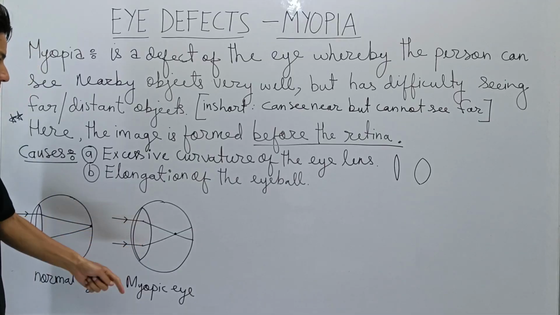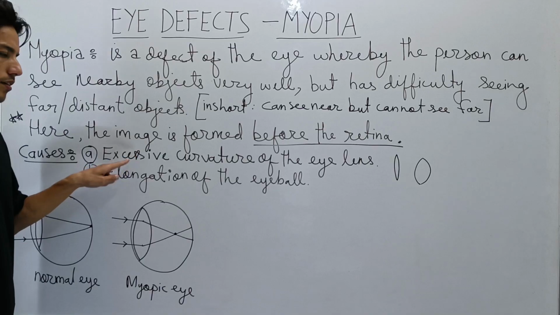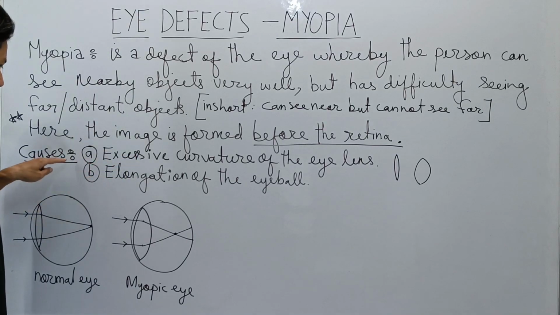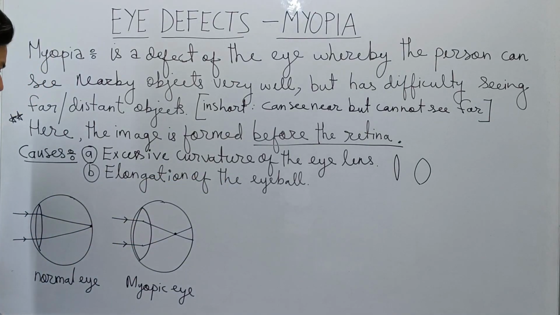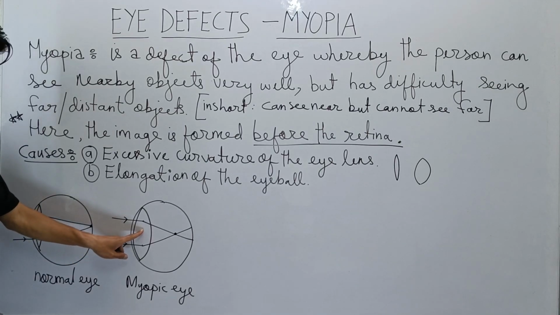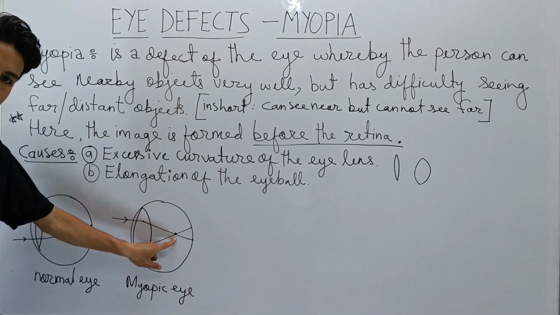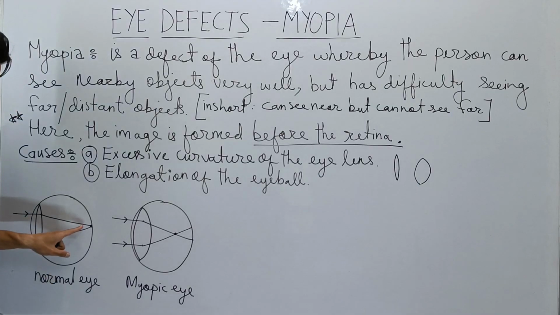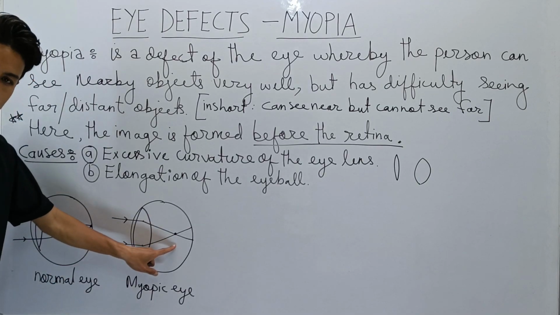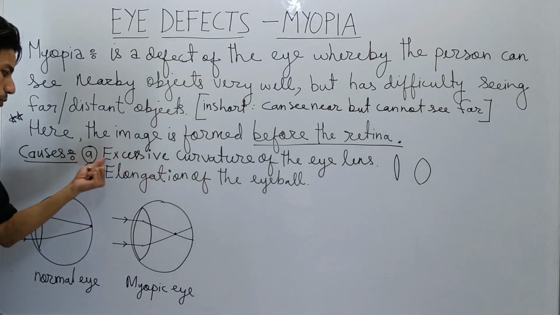I hope it is clear. I am explaining the first point, excessive curvature of the eye lens. Having excessive curvature, the eye lens does quick convergence, and the rays are meeting here when they are supposed to meet at the retina, as in normal people. In the myopic eye, the rays will meet before the retina. I hope it is clear. This is for point number A.